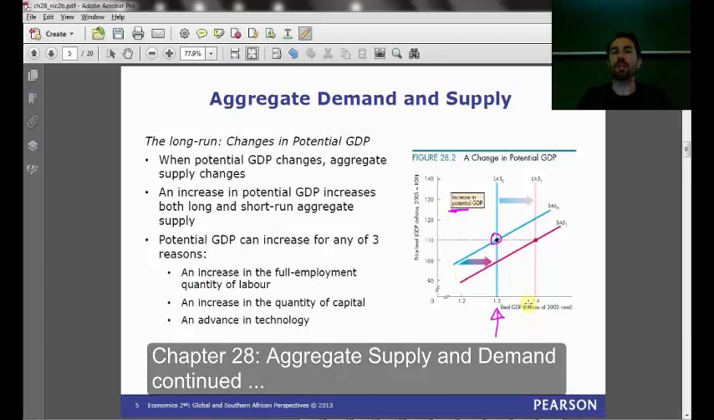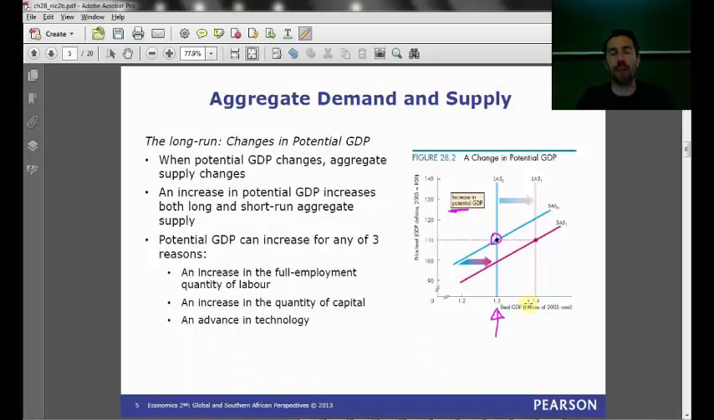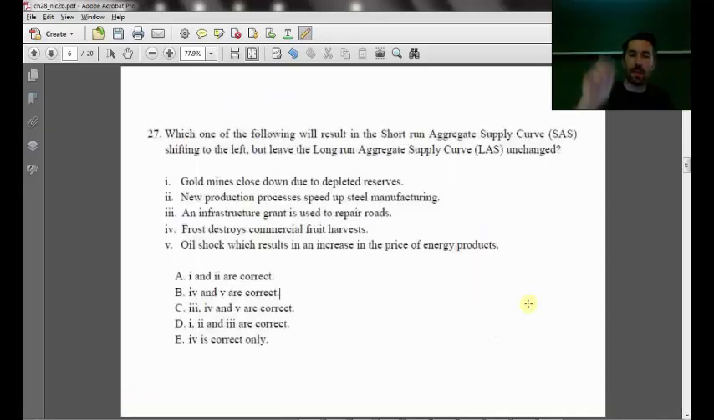So having plotted the long run AS curve and the short run AS curve, here's a question for you to look at. Which of the following will result in the short run aggregate supply curve shifting to the left, but leaving the long run aggregate supply curve unchanged? Okay? So what is going to shift the short run but is not going to shift the long run?